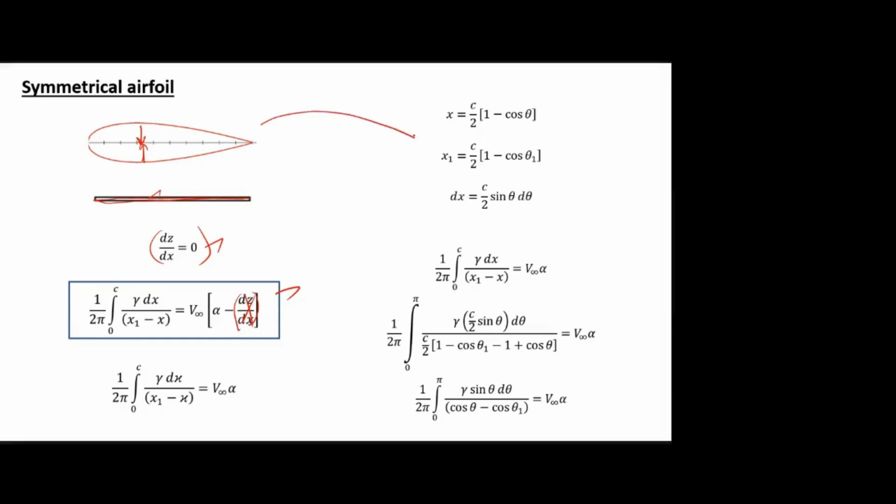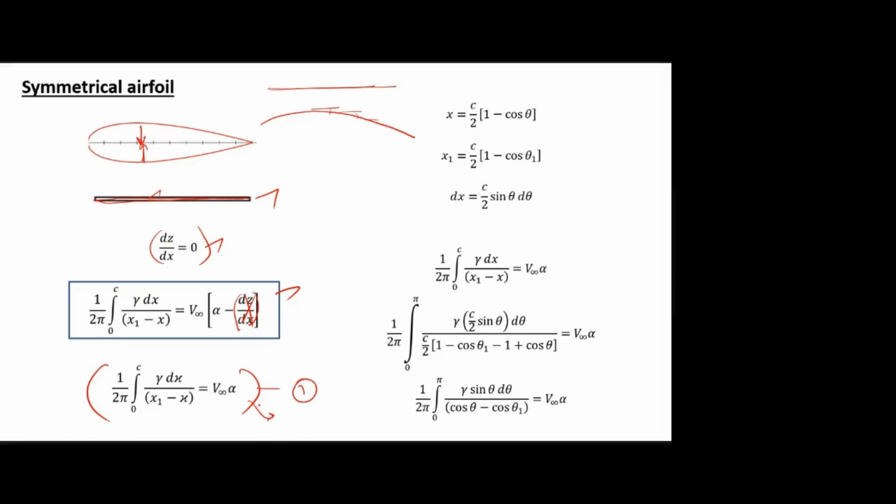Only if the airfoil is curved will we get different theta slopes. If it is a straight line, then the slope will be 0, so this term is 0. Now this is our fundamental equation for the symmetrical airfoil, and from here we are going to proceed. Is it clear? Yes. Okay, now this is our main equation.